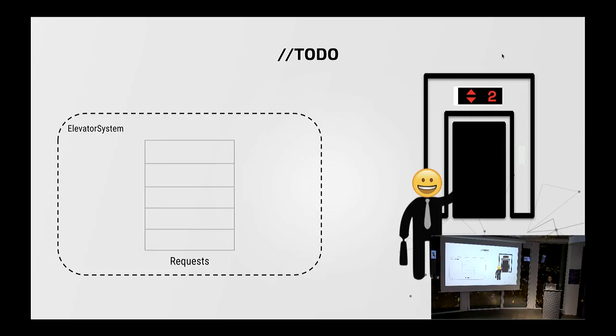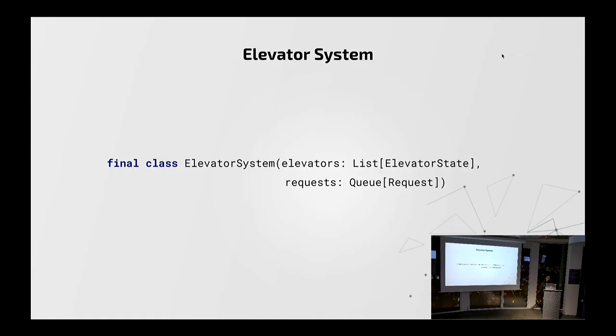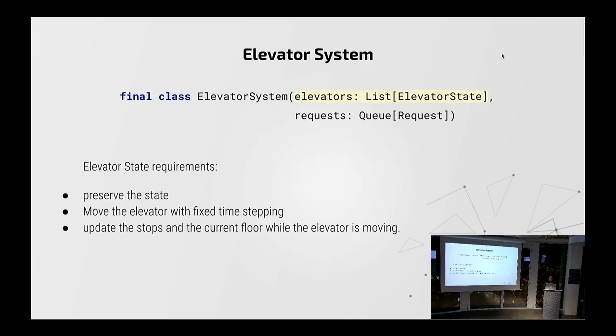So when we imagine now, the elevator system would have a list of elevator states, and for the requests, it would be a queue of requests, because we will take from the queue, and once we serve the request, it would be removed from the queue. So it would be a better data structure to think about. So let's see that again.